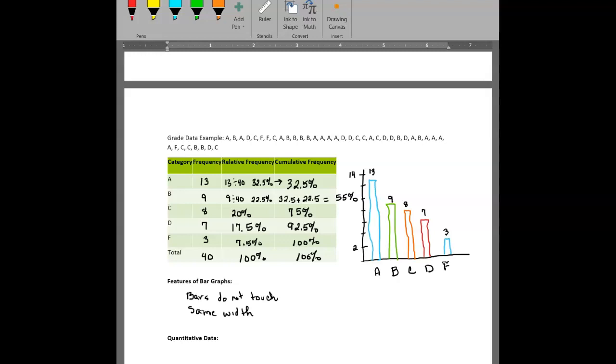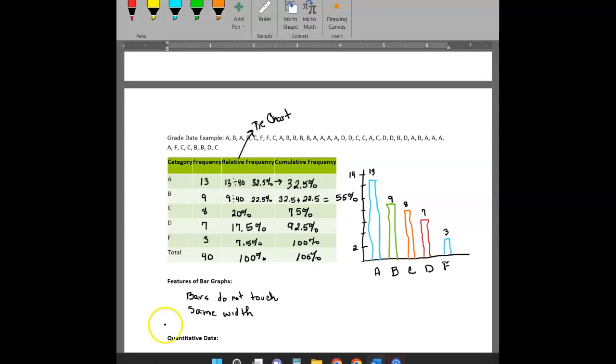We could make a pie chart using the 32.5%, the 22.5%. So again, this frequency table, we could actually make a pie chart using this information. So we always want to use a frequency table to help us with our qualitative data.